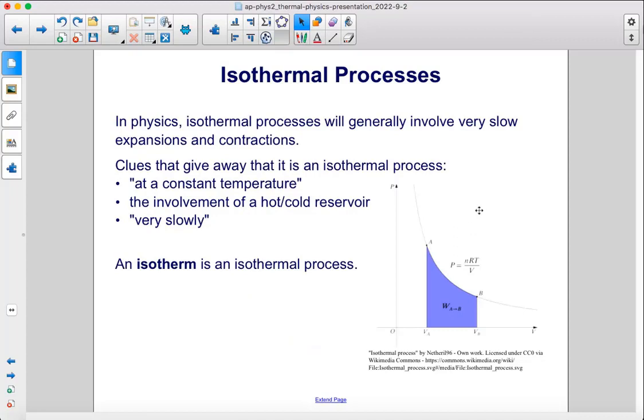In physics, isothermal processes will generally involve very slow expansions and contractions. Clues that give away that it is an isothermal process include at a constant temperature, the involvement of a hot or cold reservoir, and the words very slowly. An isotherm is an isothermal process. So here is the graph of an isotherm.